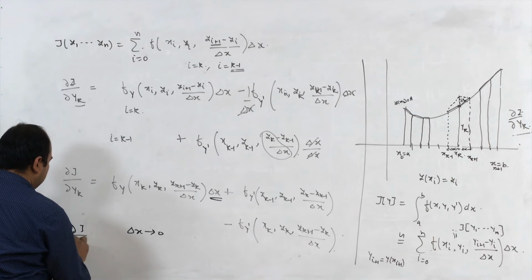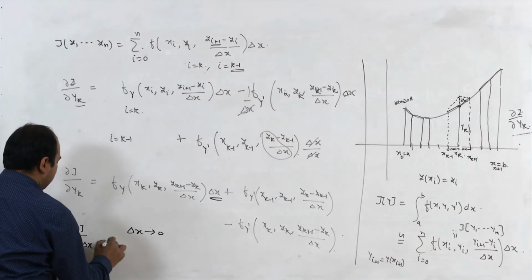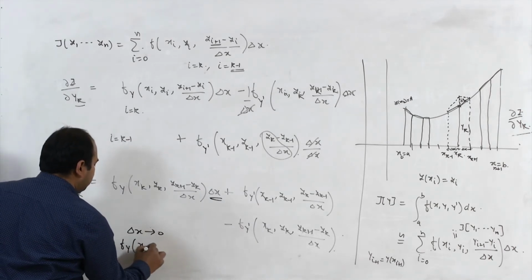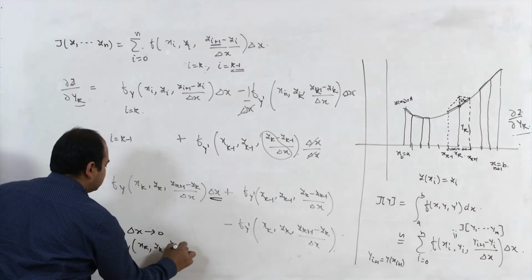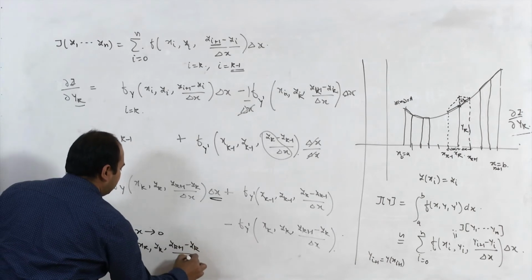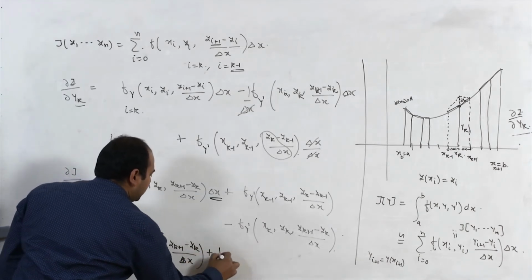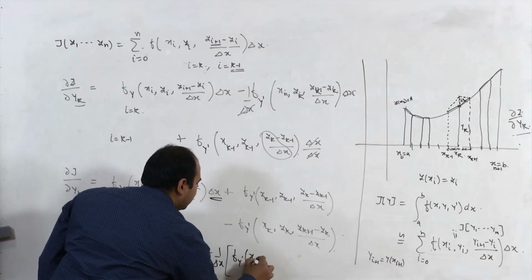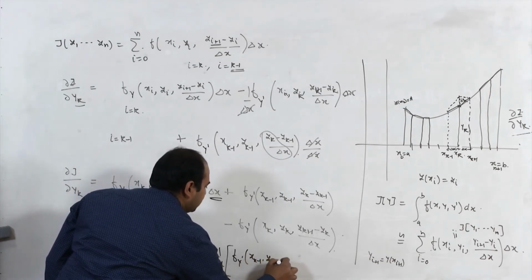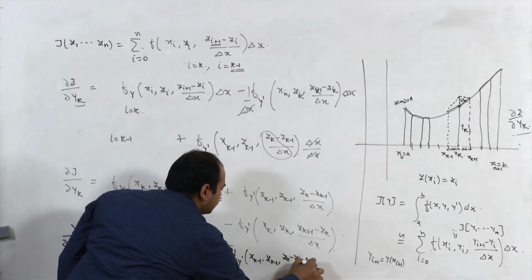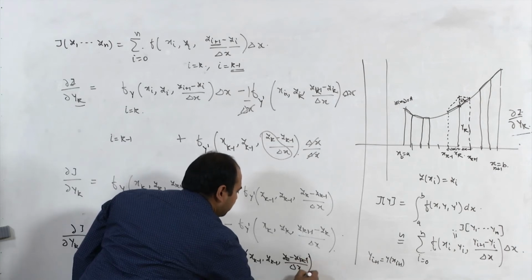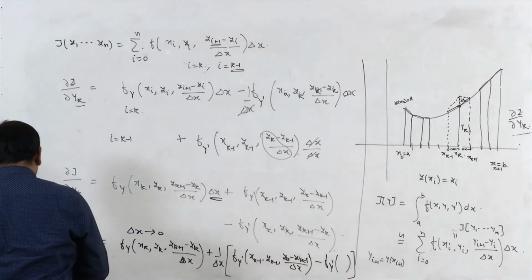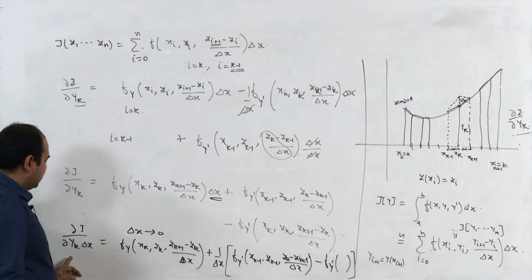say ΔJ upon Δσ_k into Δx, and if you calculate this, then this quantity is basically what? This quantity will be f_y(x_k, y_k, (y_{k+1} - y_k)/Δx) plus 1 upon Δx, and here we will write f_y'(x_{k-1}, y_{k-1}, (y_k - y_{k-1})/Δx) minus this quantity f_y' here. Now, we try to take the limit of both sides as Δx tending to 0.